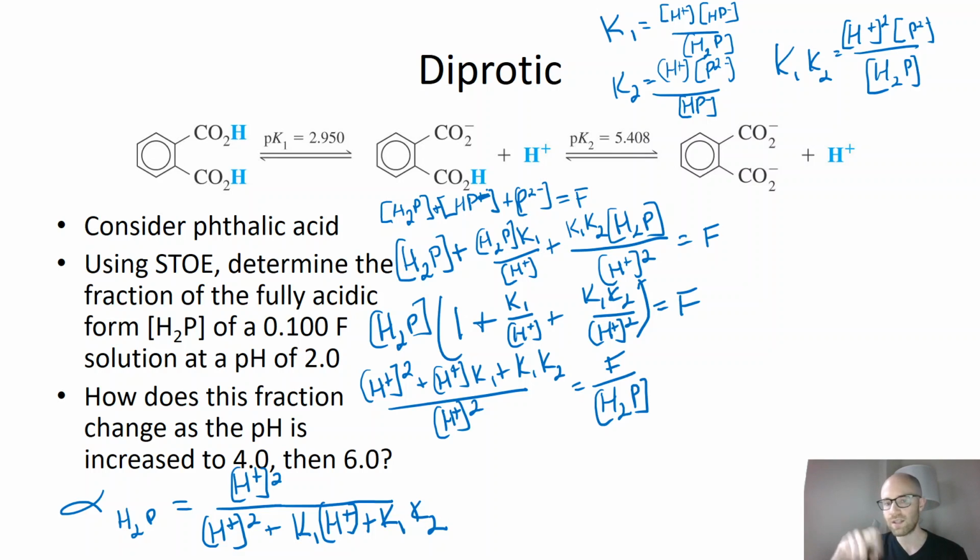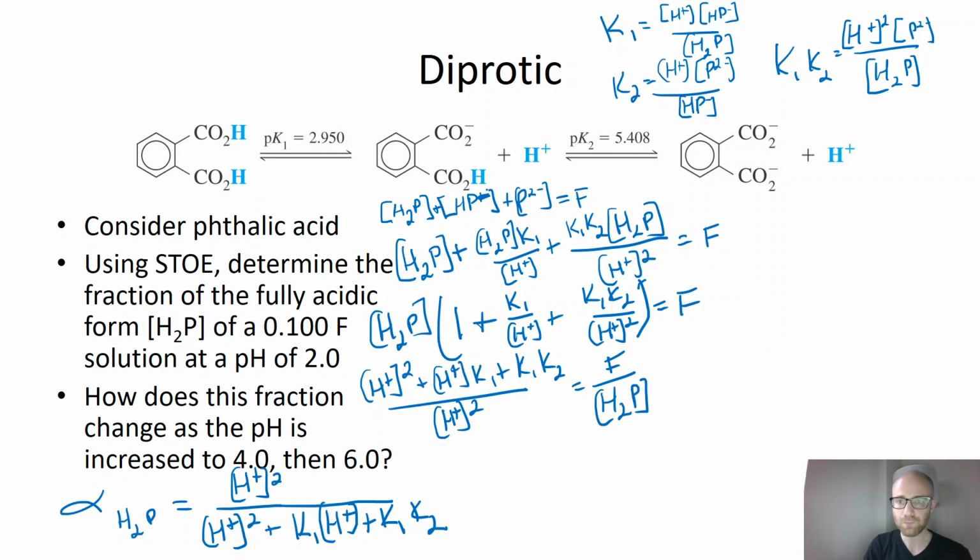So using this is really helpful. Using this, we can just plug in different pH values. It says in the slides, I want to figure out what happens at a pH of 2, 4, and 6. Like we saw with the fully acidic form before, I would assume that the fraction would decrease as H plus decreases, as pH increases.